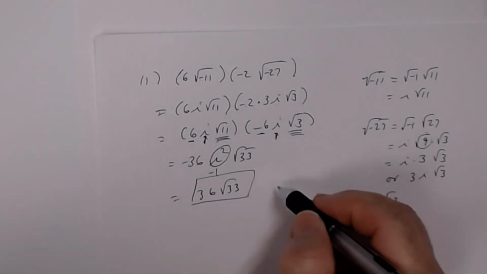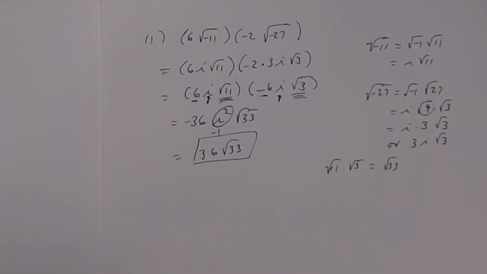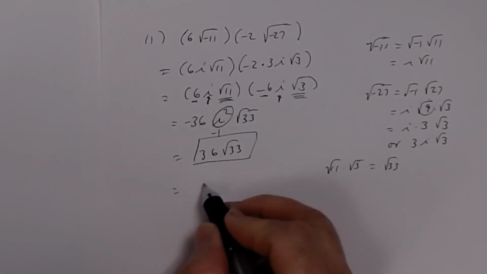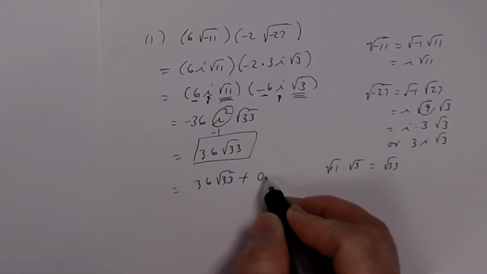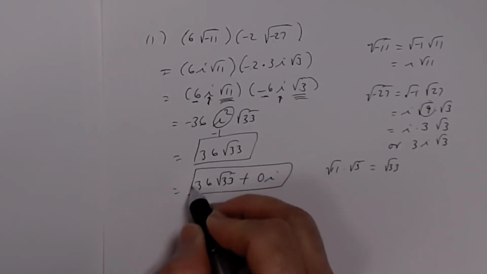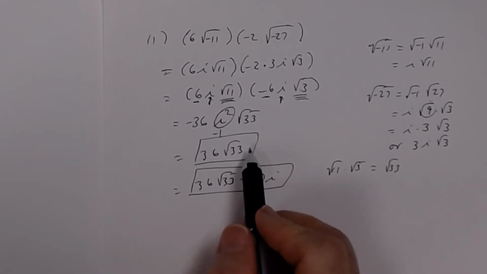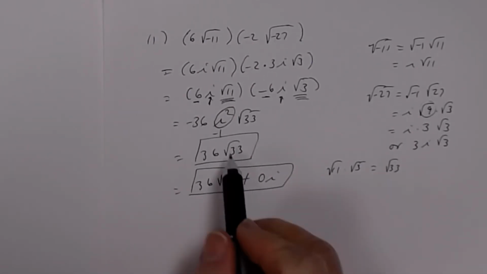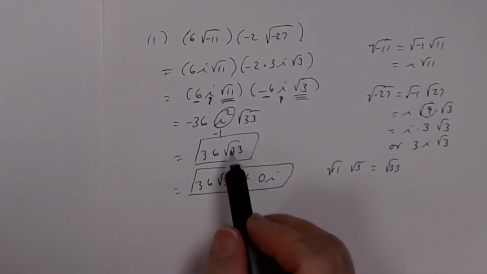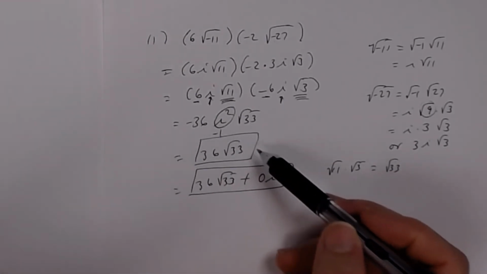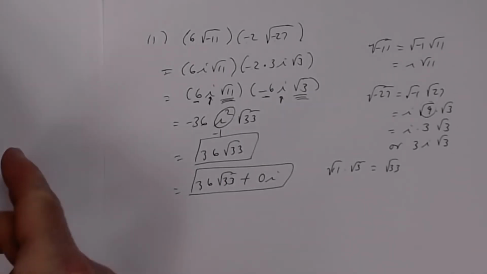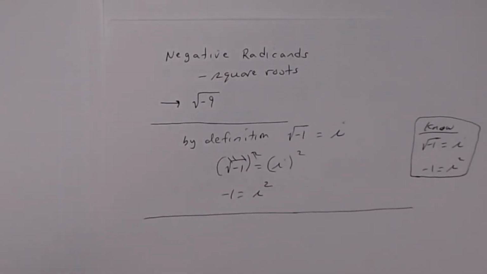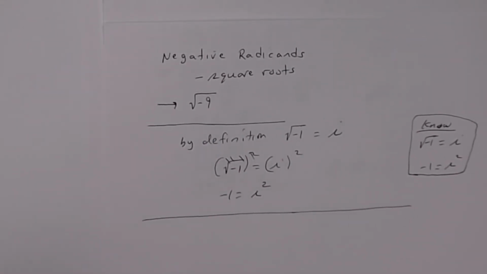Now, if you want to write it in standard form, another way to write this is by saying 36 square root of 33 plus 0i. Okay, so you don't see an i right here, right? So you just say 0i. But either one's fine. So both of those in terms of writing in standard form would be correct. All right, so that was our lesson on multiplying negative radicands.